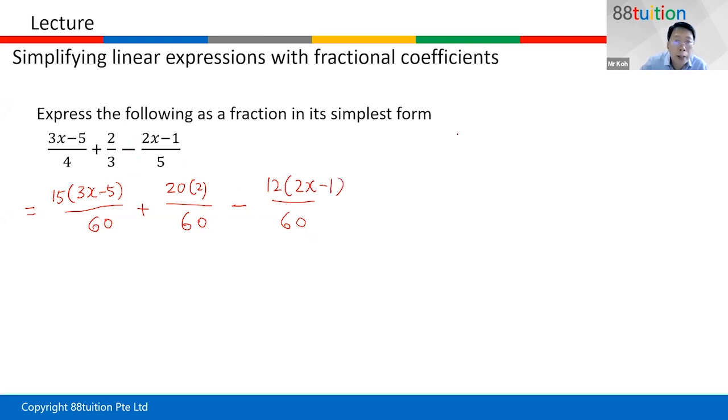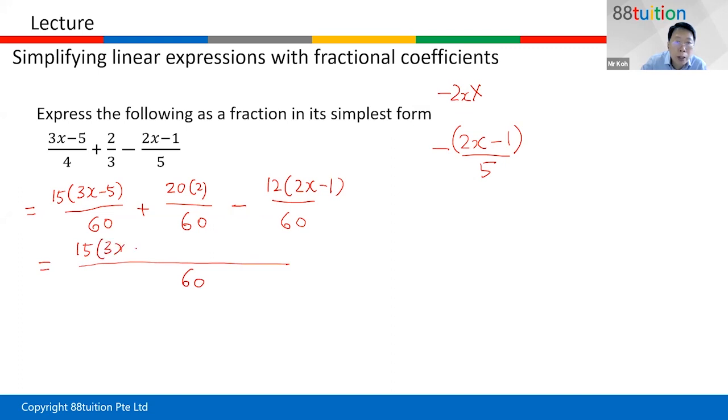Now, I just want to highlight this. Whenever you have a minus, 2x minus 1 over 5 like this, this minus applies to the 2x minus 1 inside. So it's not just minus 2x. It's for everything. All right, so I can continue from here now. Since they're all over 60, I can do one straight line. They all combine the denominator. So now I just continue the next step.